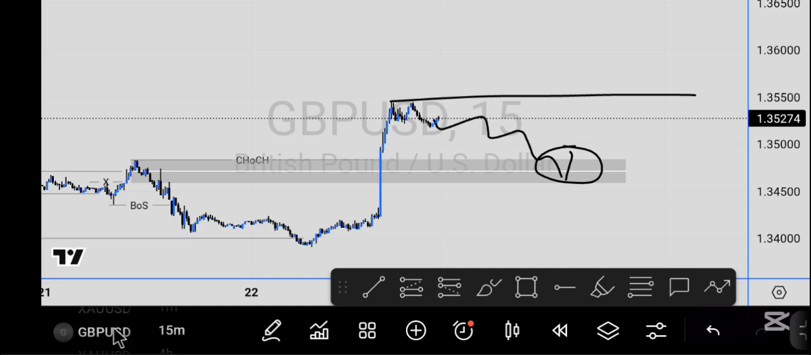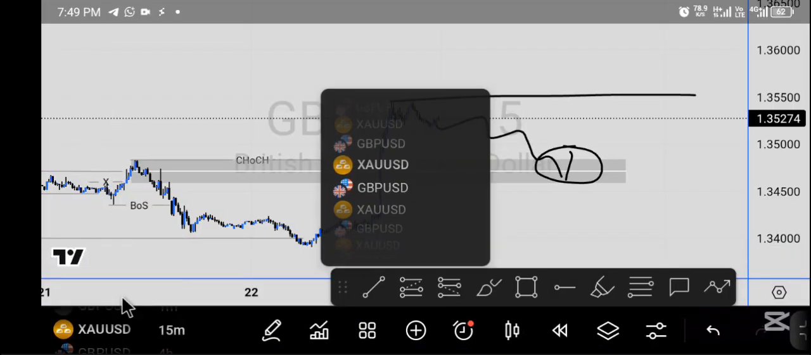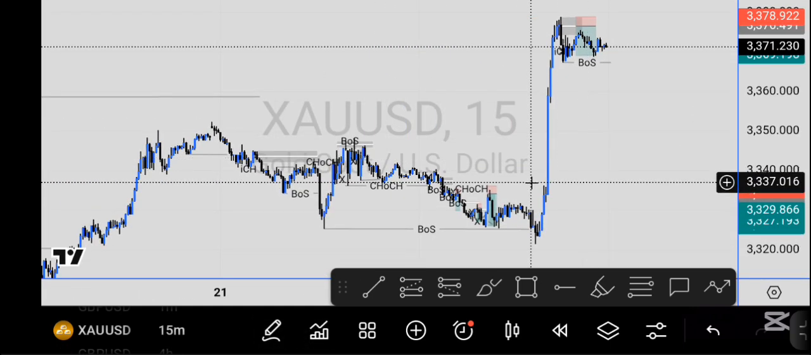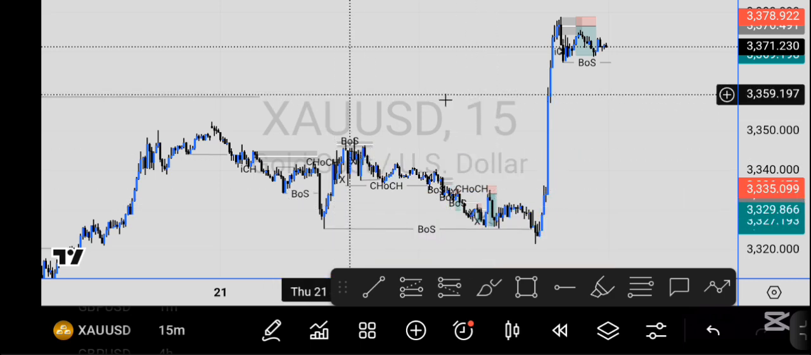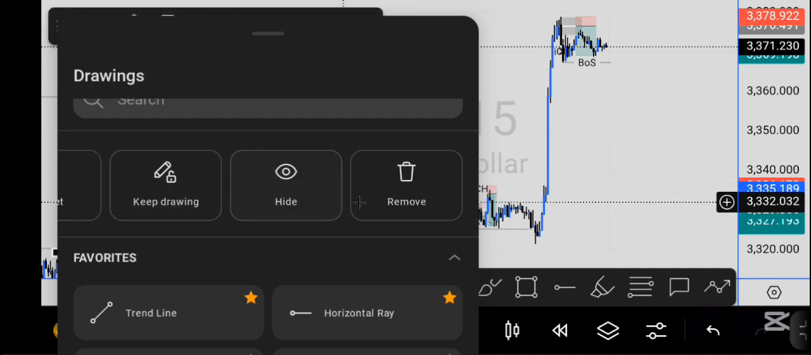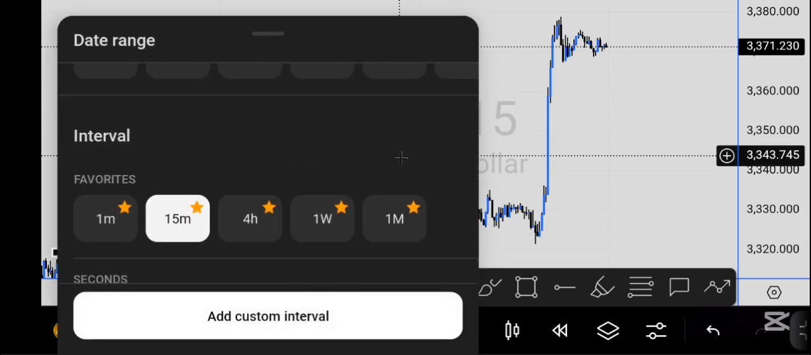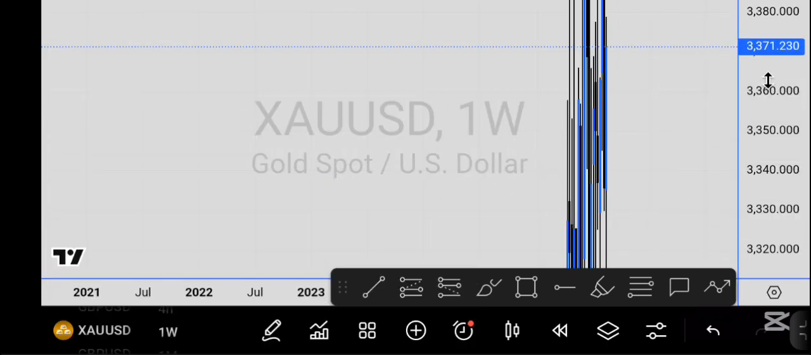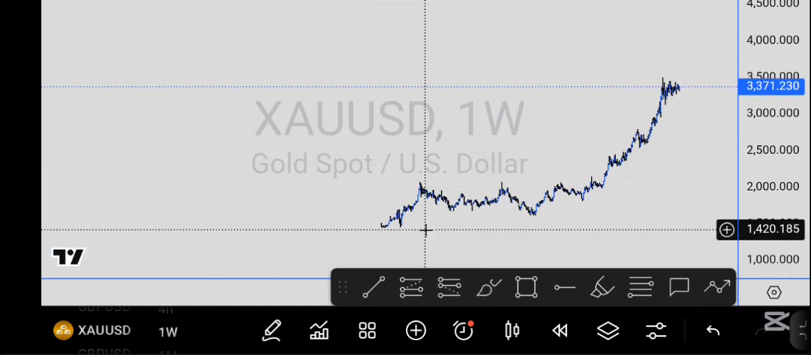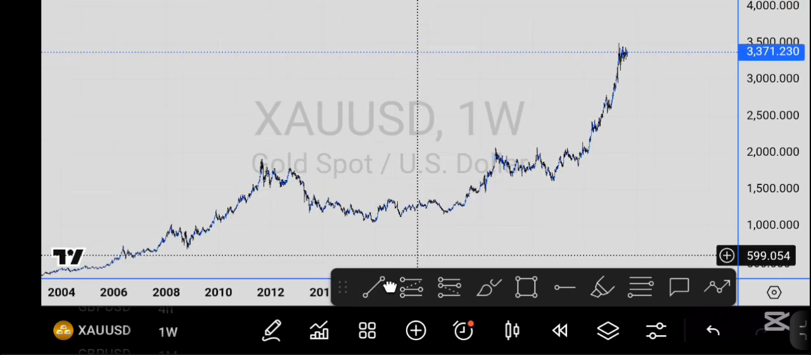So now let's go to XAUUSD. On XAUUSD, you can see some trades that I took last week. But let me clear the charts and let's start afresh. From the weekly time frame on XAUUSD, also same thing we are going to be doing. You can see on the weekly, price is very bullish, so we are bullish on the weekly.